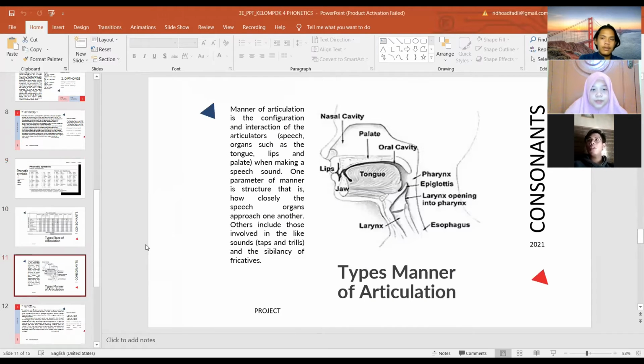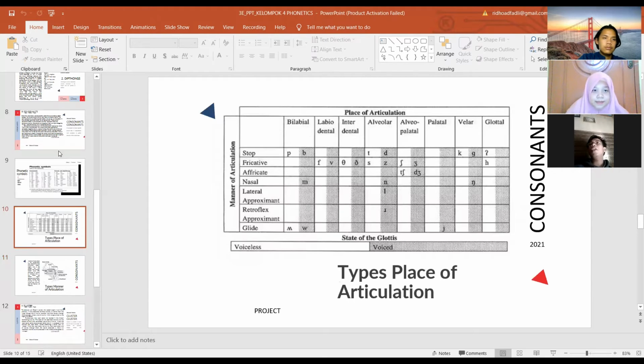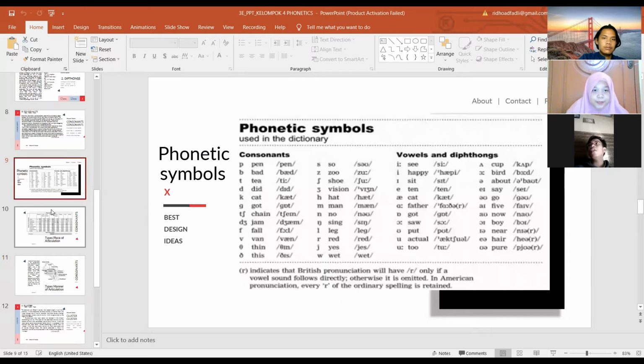Example phonetic symbols in the consonants. Phonetic symbols used in the dictionary for consonants: bet, did, cat, got, chain, jump, fall, fan, in, this, so, zoo, shoe, vision, head, man, no, sing, leg, red, yes, wet.